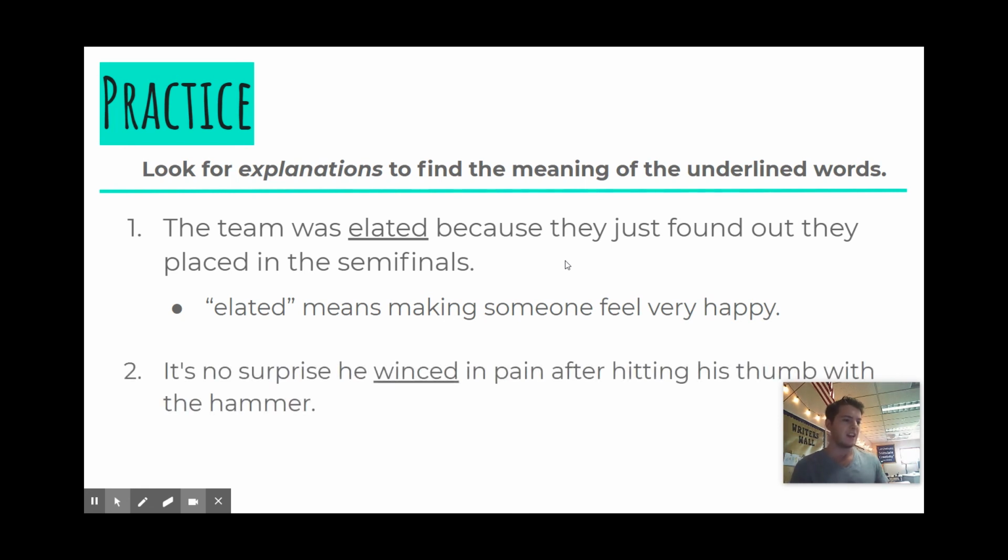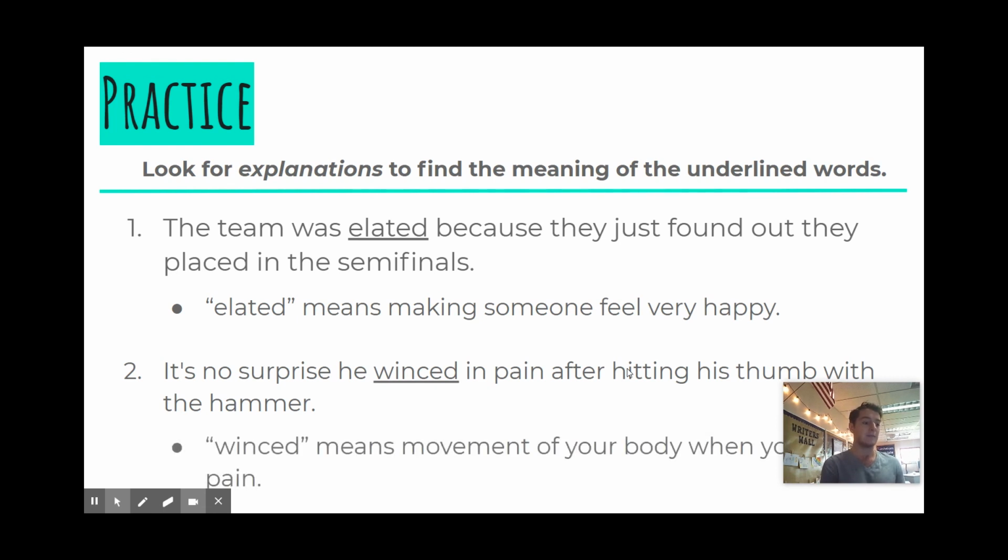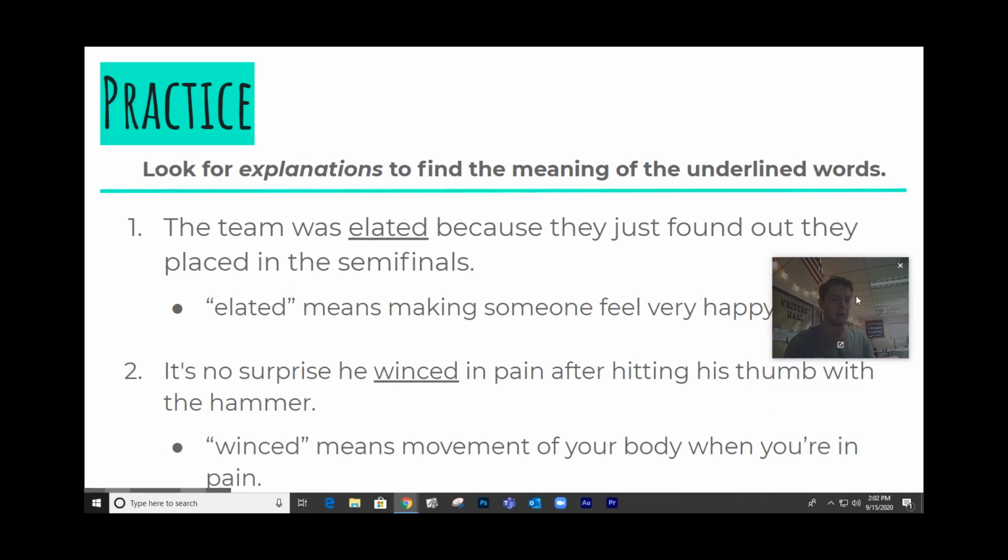Next example: It's no surprise he winced in pain after hitting his thumb with the hammer. Again, think about that. We have our word winced, and after that, it explains kind of what wincing means: winced in pain after hitting his thumb with the hammer. We all know how we might feel if we hit our thumb with a hammer. That explains what winced means. So winced means movement of your body when you're in pain.